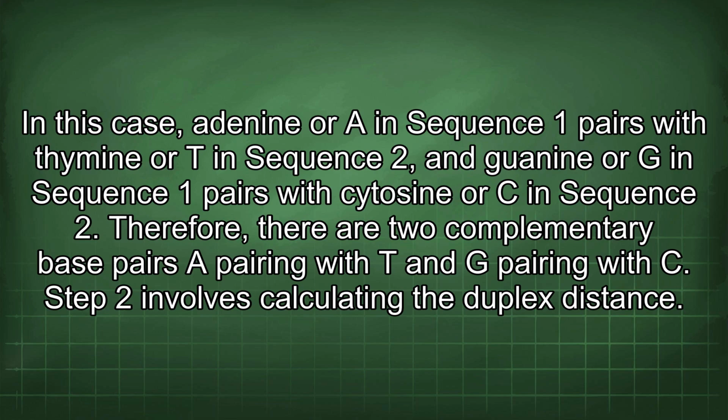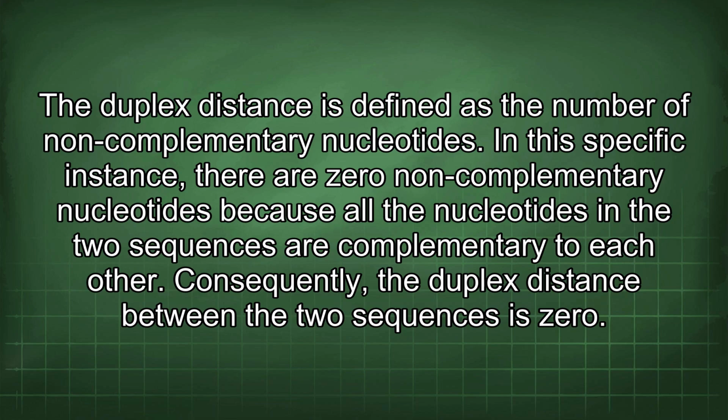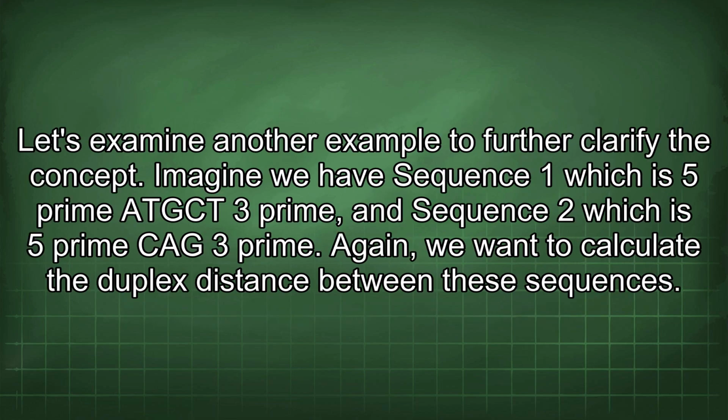Step 2 involves calculating the duplex distance. The duplex distance is defined as the number of non-complementary nucleotides. In this specific instance, there are 0 non-complementary nucleotides because all the nucleotides in the two sequences are complementary to each other. Consequently, the duplex distance between the two sequences is 0. Let's examine another example to further clarify the concept.